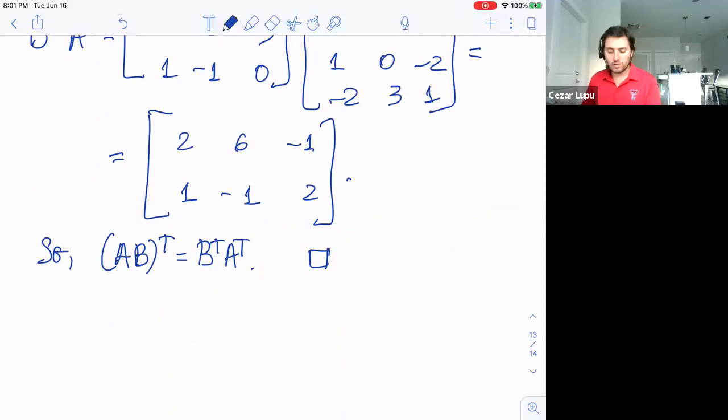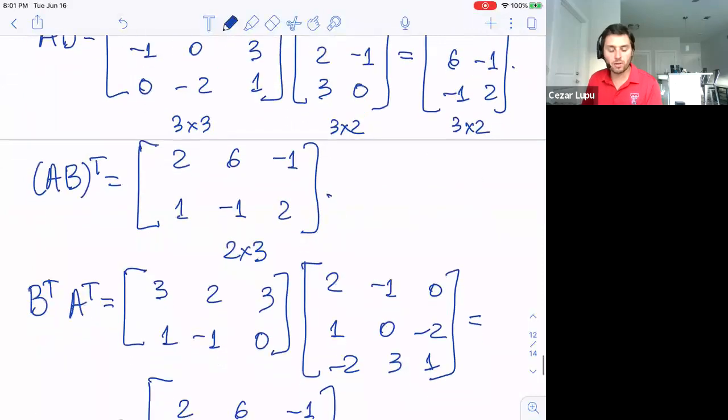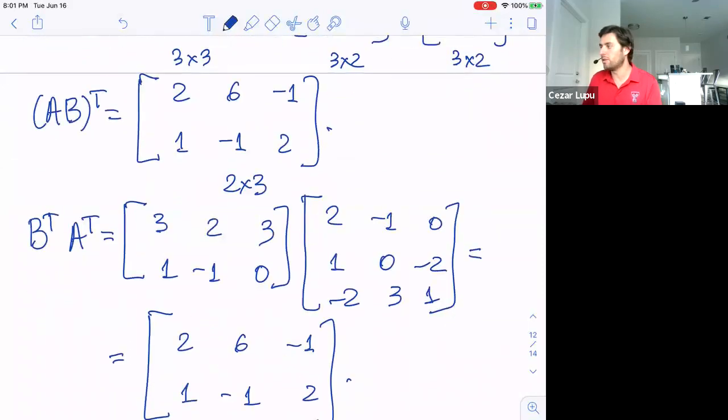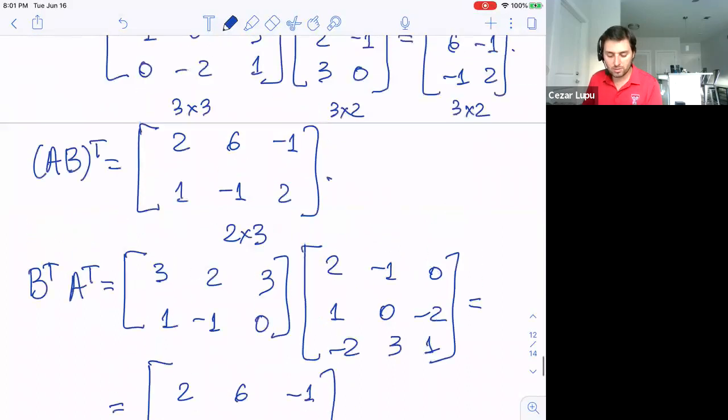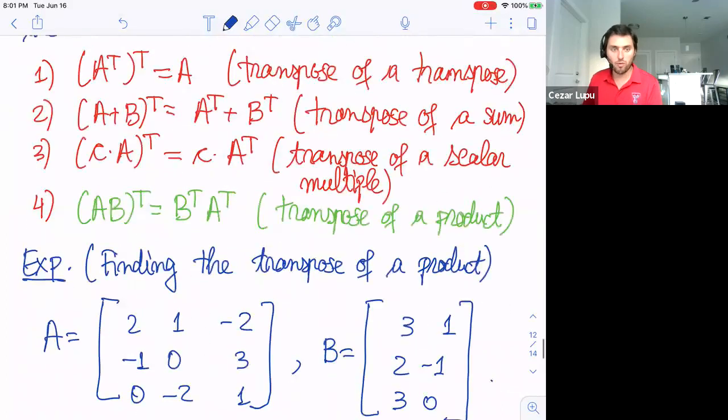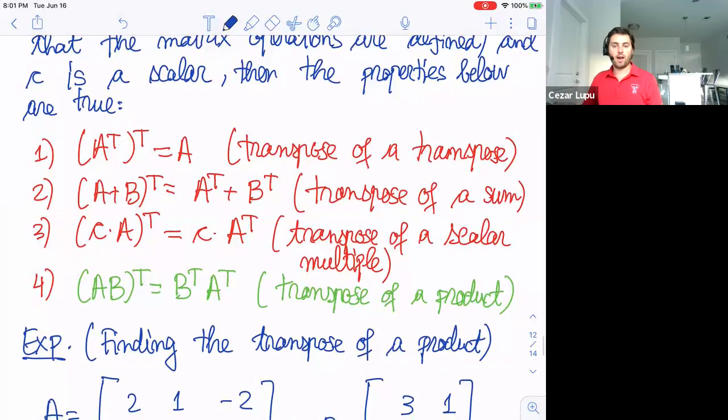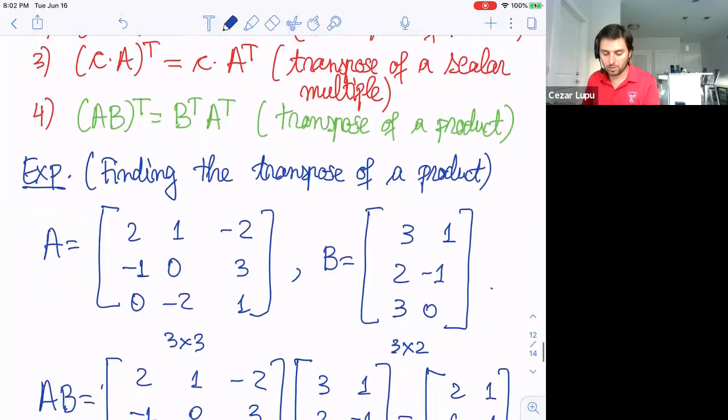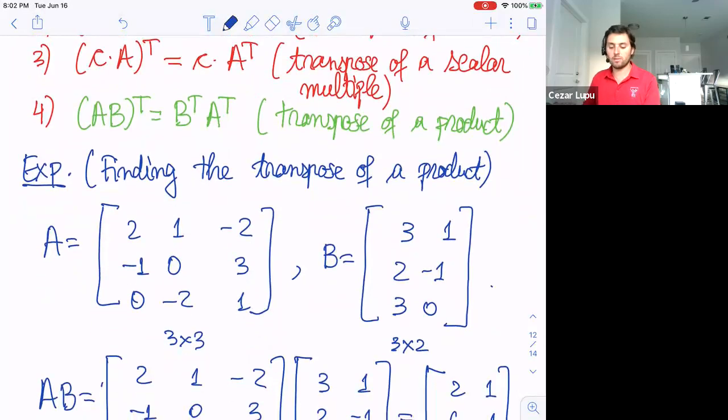So, for example, we talked about the transpose of a matrix, and we have seen an example of this property, right? Property number 4: if I have two matrices, then (AB) transpose is B transpose A transpose, and we have seen that this property is valid through these two matrices.